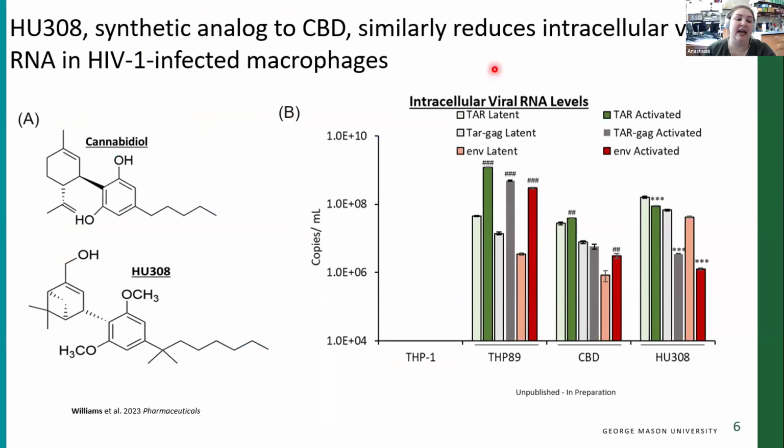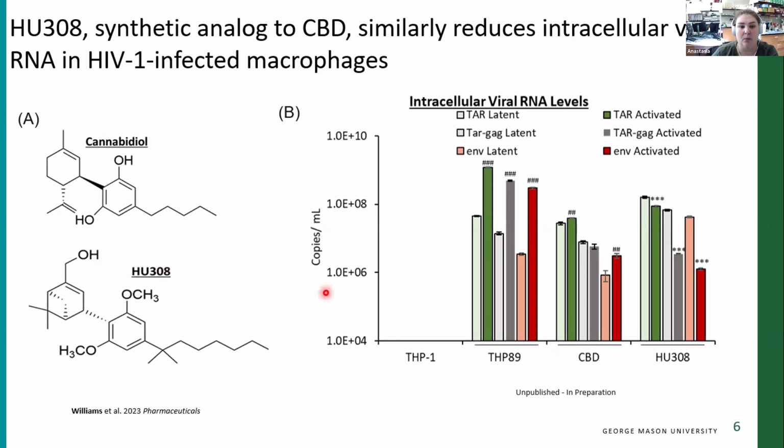So like I said, CBD has a similar synthetic analog, HU308. The reason HU308 was tested was for its ability to target the CB2 receptor specifically. It's an agonist for the CB2 receptor, whereas CBD has a variety of receptors that it interacts with, which allows for it to have multiple pathways affected. So we wanted something that was a little bit more specific for the anti-inflammatory pathway.